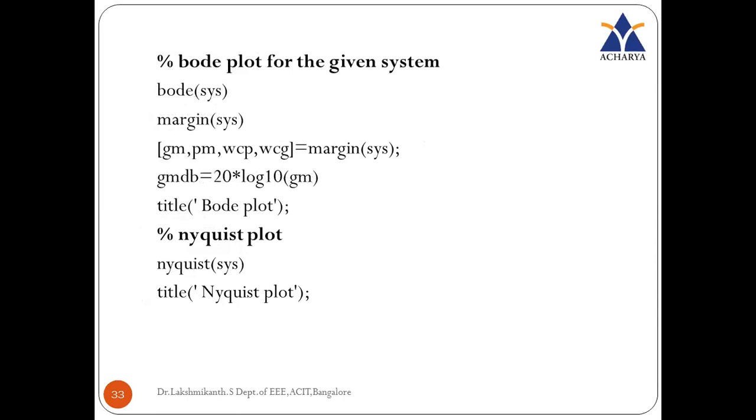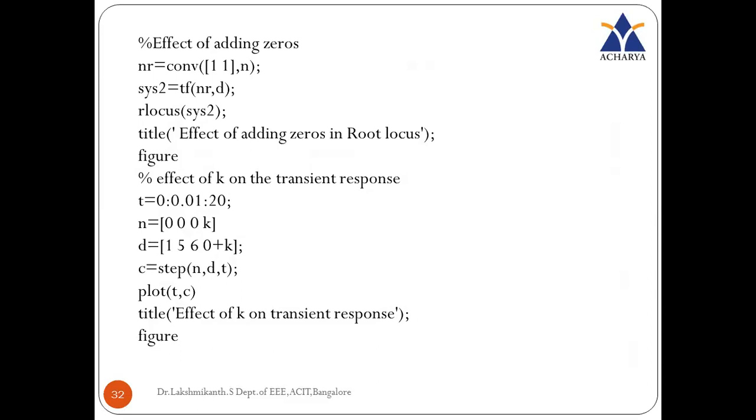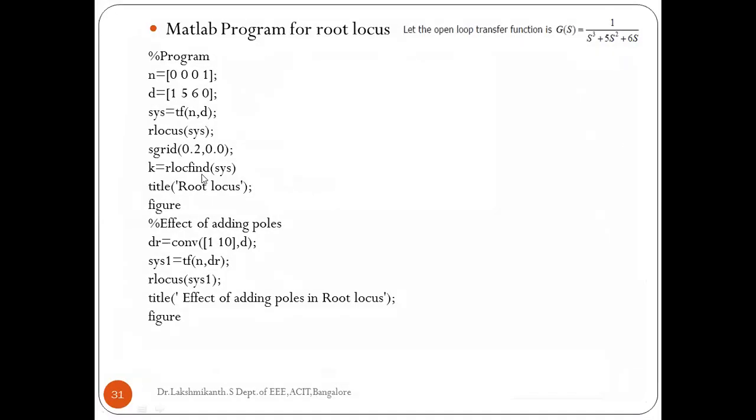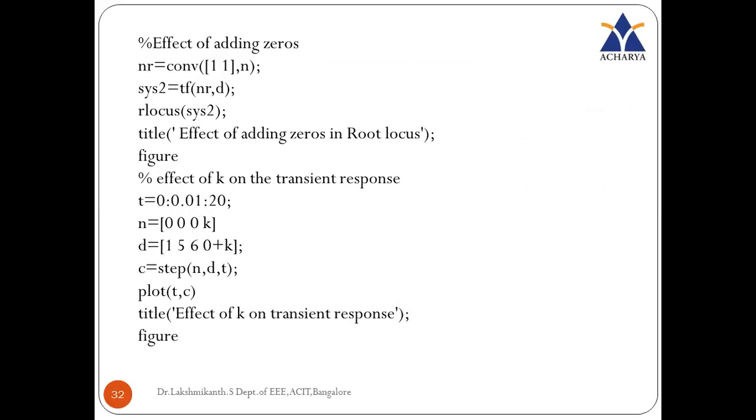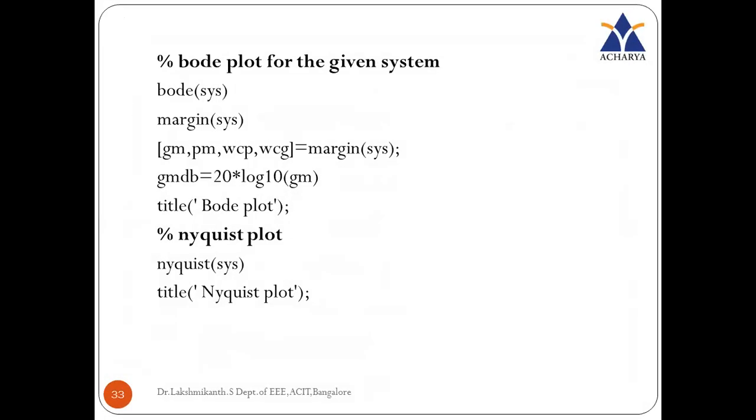And the same response of the system can be obtained for the Bode plot by using the command bode of the system. The system is the same transfer function that we used here, 1 by s cube plus 5s squared plus 6s, so that the comparative analysis of the stability from the Bode plot and Nyquist becomes easier for us. And find the gain margin and phase margin.